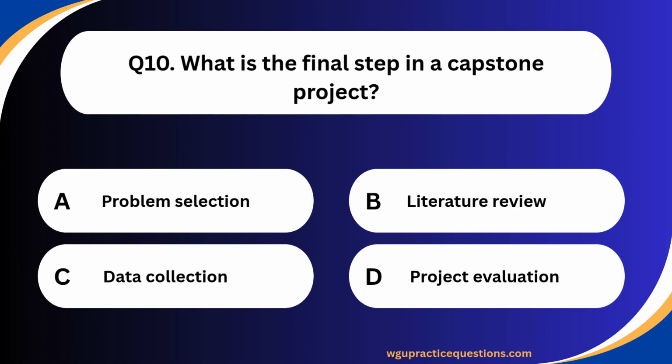Question 10. What is the final step in a capstone project? A. Problem selection. B. Literature review. C. Data collection. D. Project evaluation. Which one is the correct answer?